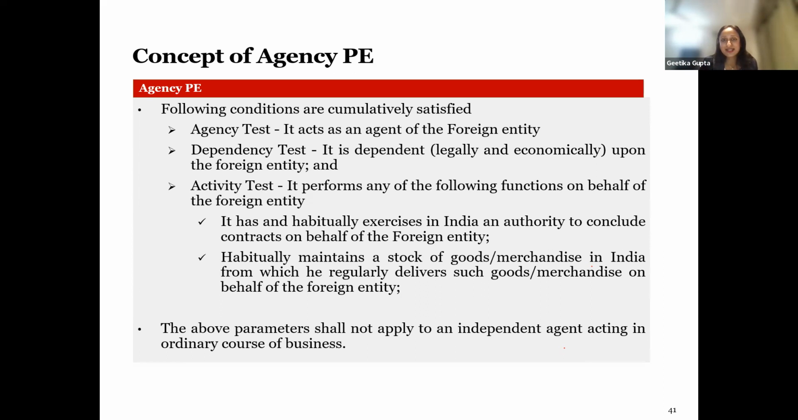I'll take a pause here and hand over to Sachin for some of the questions on POEM and PE. This will give some time to absorb the PE concepts, and then we'll move to the service PE.